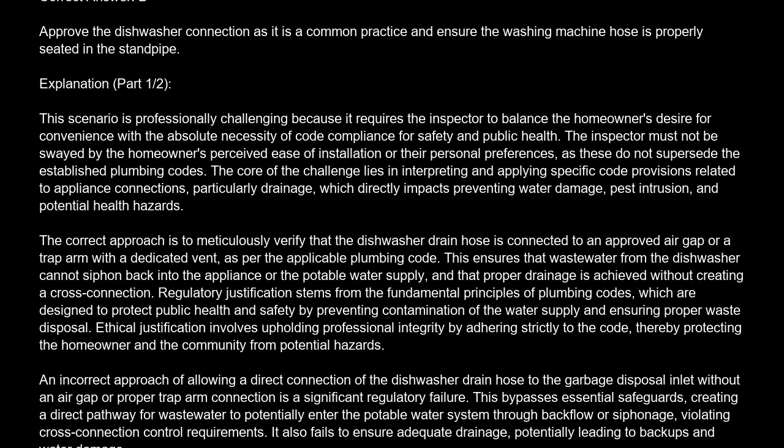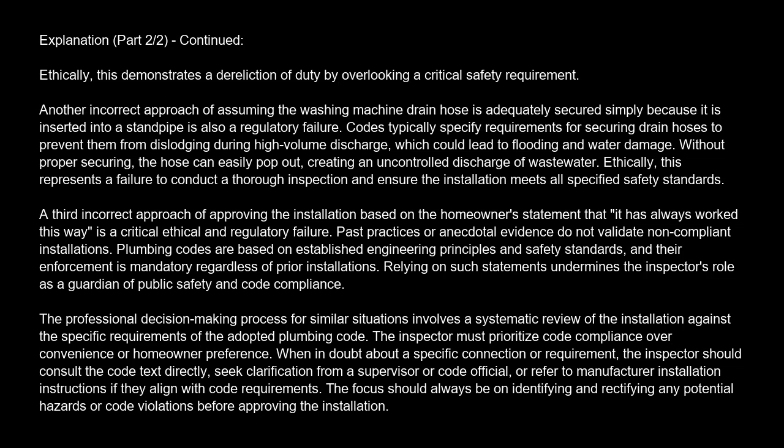An incorrect approach of allowing a direct connection of the dishwasher drain hose to the garbage disposal inlet without an air gap or proper trap arm connection is a significant regulatory failure. This bypasses essential safeguards, creating a direct pathway for wastewater to potentially enter the potable water system through backflow or siphonage, violating cross-connection control requirements. It also fails to ensure adequate drainage, potentially leading to backups and water damage. Ethically, this demonstrates a dereliction of duty by overlooking a critical safety requirement.